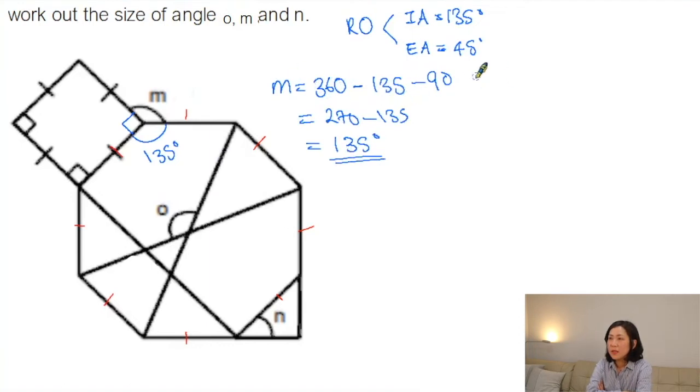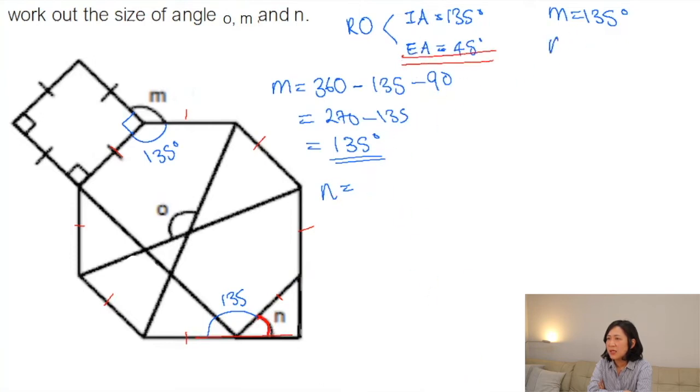So M is 135. So what else? Have a look at the angle N. Did you notice that angle N is the same as... yes, right. You can see the interior angle, that's 135. N is the exterior angle of the regular octagon, right? So we know that N is 45.